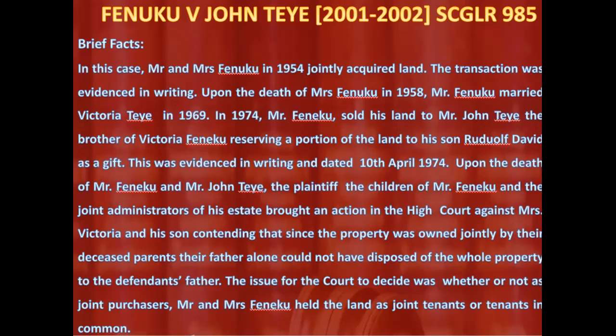So remember, I'm saying in 1954, Mr. and Mrs. Fenuku jointly acquired the land. But Mrs. Fenuku died in 1958. And later on, Mr. Fenuku alone sold the property to somebody. And when they have all died, the issue has arisen about whether at the time that Mrs. Fenuku died in 1958, the property went to Mr. Fenuku alone or it went to him and then the children.